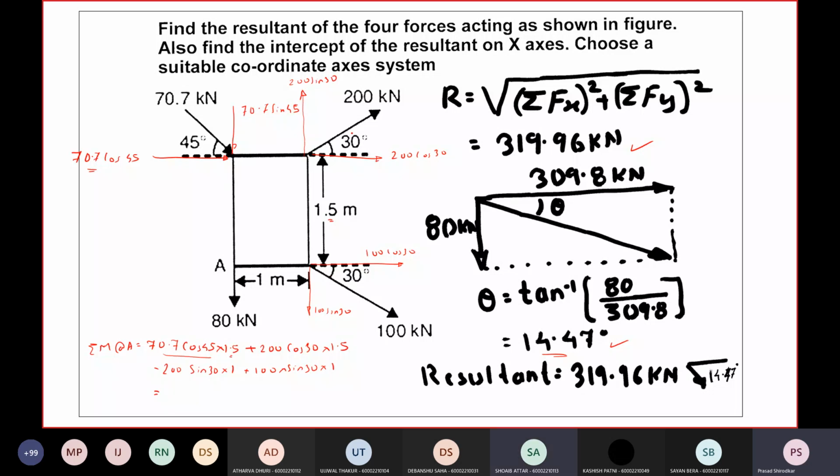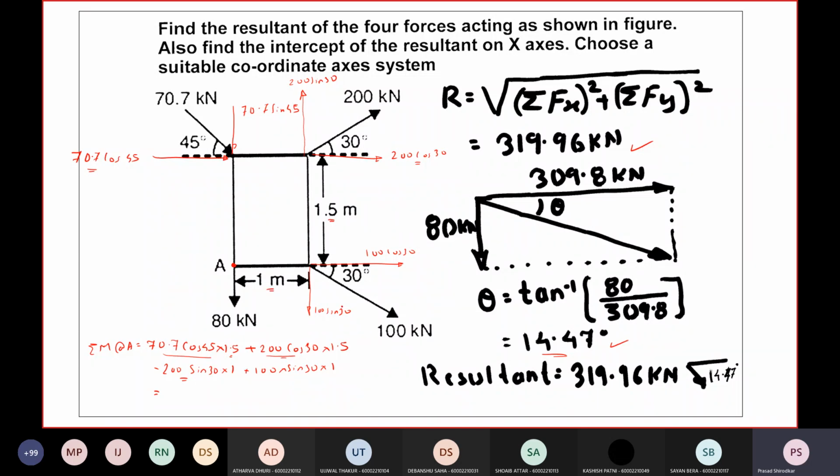Second term. Sir, moment is 421.39. Just hold on. Let me just complete the explanation. That is not correct. Second term, 200 cos 30 into perpendicular distance, again 1.5. Now this sine component will create an anti-clockwise moment about point A. So that is 200 sin 30 into distance 1 meter.